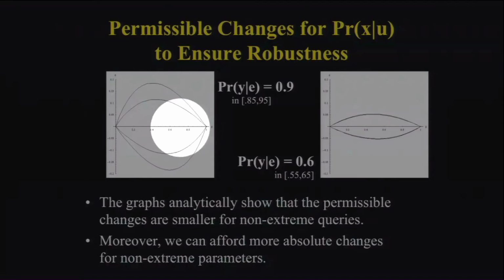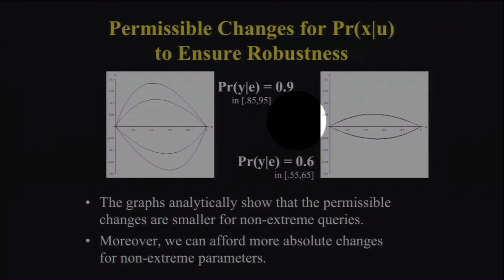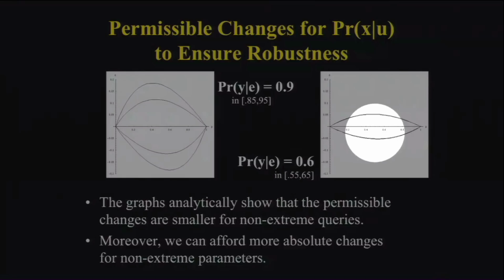So as you can see from this, the change you can make to extreme parameters is smaller. As the parameter comes to the middle, then you're allowed to do more. This is something similar, but look, this is kind of an extreme query. This is not an extreme query. And in a way, we expect it to be a little bit more robust in this case. So I want it to be 55 to 65, and you can see what's going on.